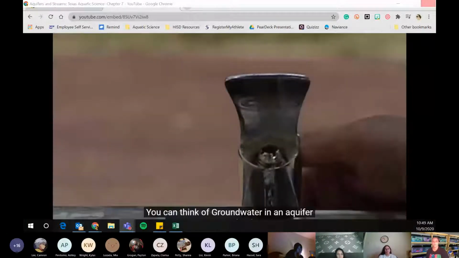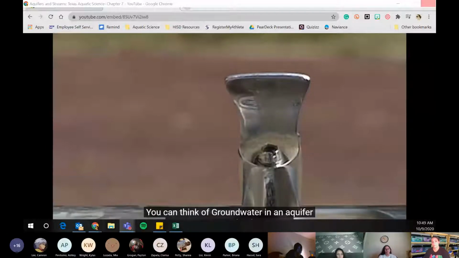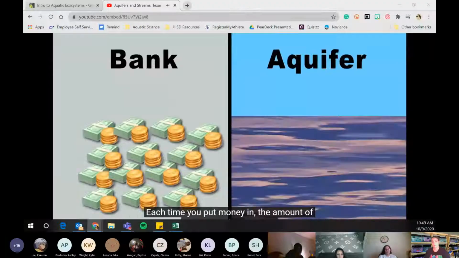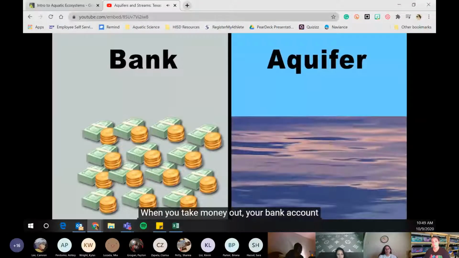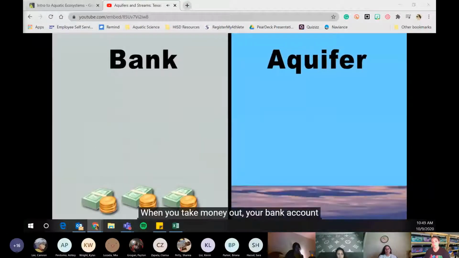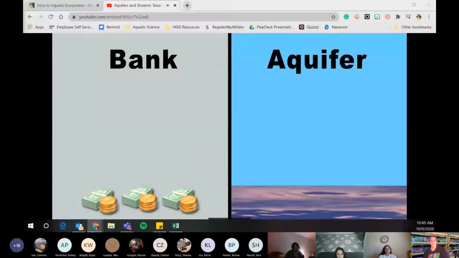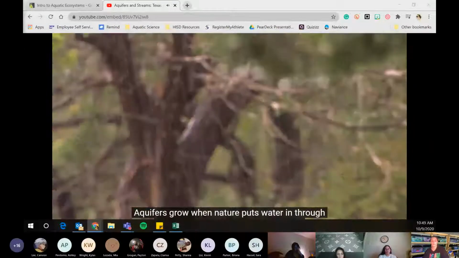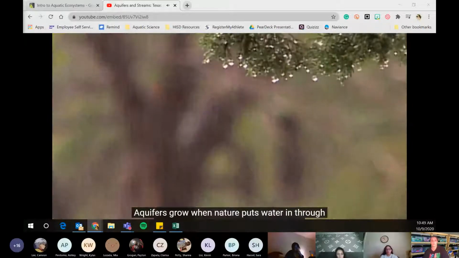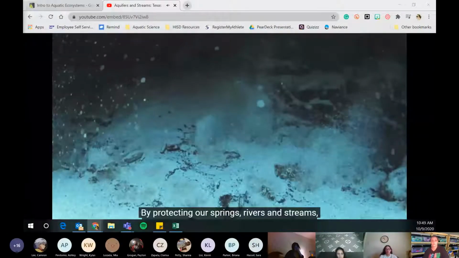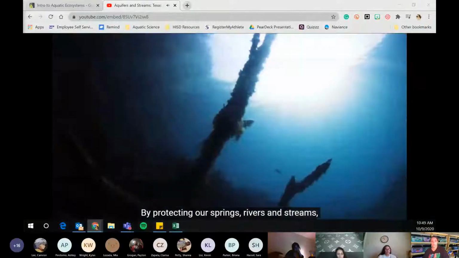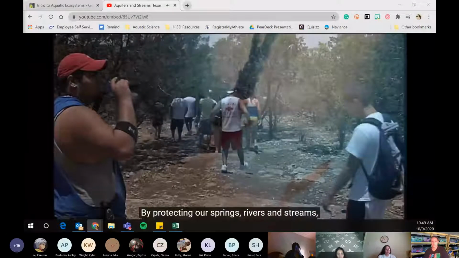You can think of groundwater in an aquifer as money in your bank account. Each time you put money in, the amount of money you have grows. When you take money out, your bank account goes down and stays down until you put more money in. Aquifers grow when nature puts water in through rainfall, snow, and other precipitation. By protecting our springs, rivers, and streams, we help aquifers continue to store water for generations to come.